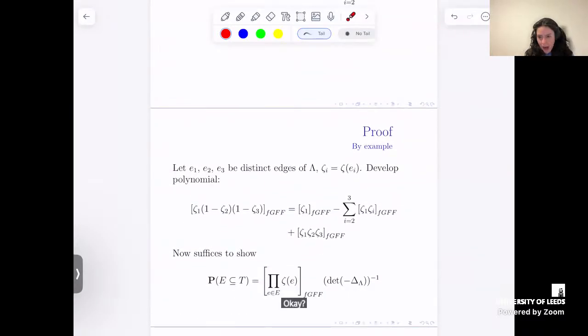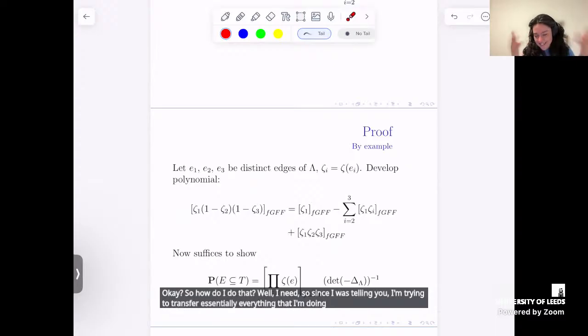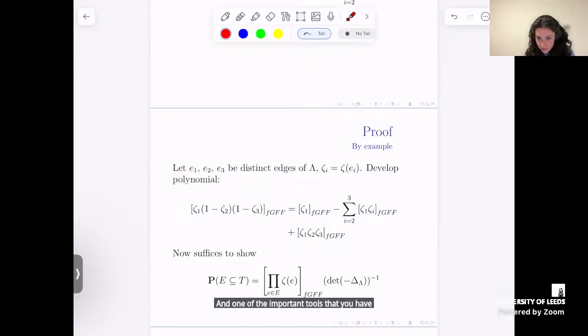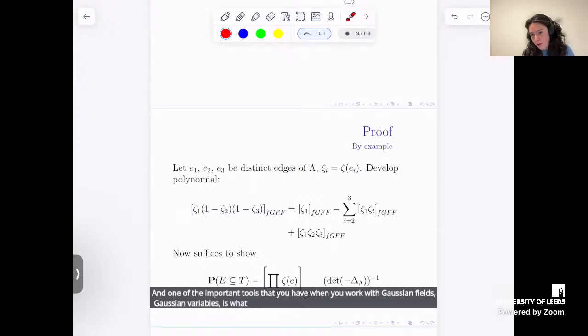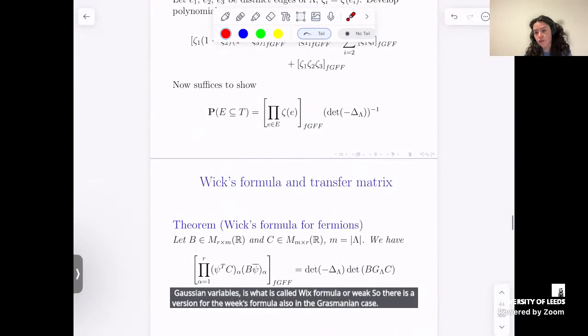So how do I do that? Well, as I was telling you, I'm trying to transfer essentially everything that I'm doing in the classical, Gaussian or probabilistic case, and translate it into this world where you have different calculus rules. And one of the important tools that you have when you work with Gaussian fields, Gaussian variables, is what is called Wick's formula or the Wick-Isserlis formula.